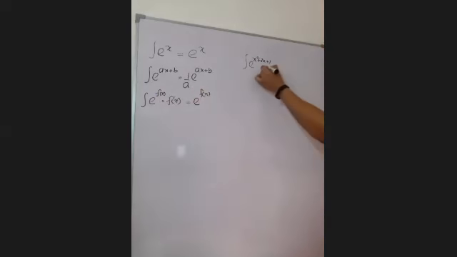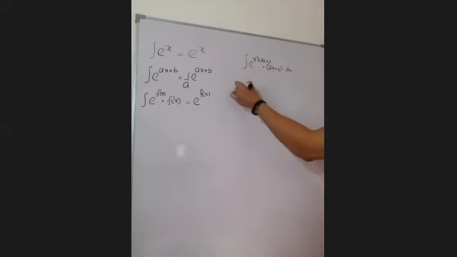For example, 2x plus 3 times e to the power x squared plus 3x plus 1. Then what can you see? You can see the differentiation of this bit, x squared plus 3x plus 1, is 2x plus 3. So in that case, you can straightforwardly write the answer: e to the power x squared plus 3x plus 1 plus c is the final answer.